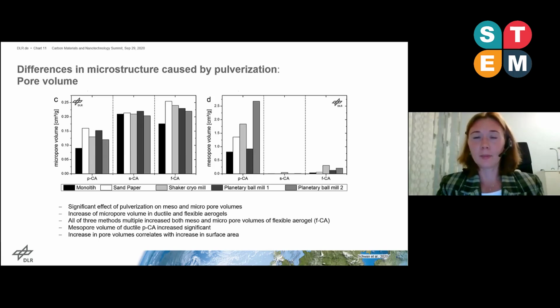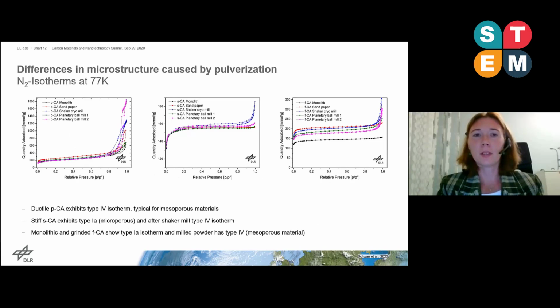In the next step, to explain these results, we performed other measurements. Here you can see again the nitrogen adsorption results. These are the isotherms at 77 K, where we can see that the shape of the isotherm and also the shape of the hysteresis was changed.